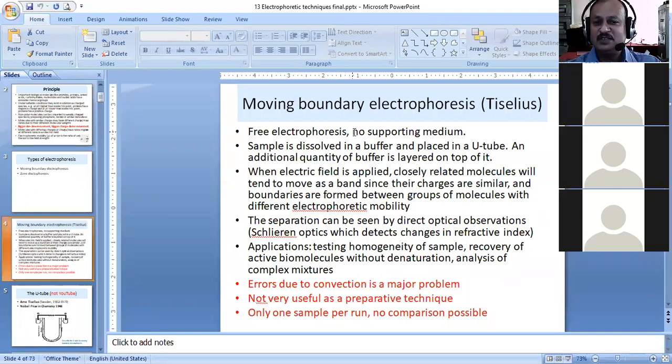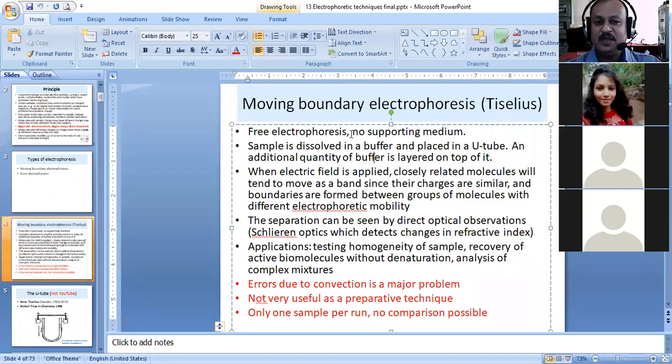Can you see the cursor? Can you see my cursor? Yes, sir. Okay. I have a habit of moving the cursor along the words, so as to point to whatever I'm reading or describing to you, so that you know where I am exactly on the slide.